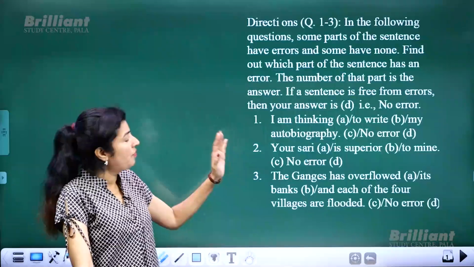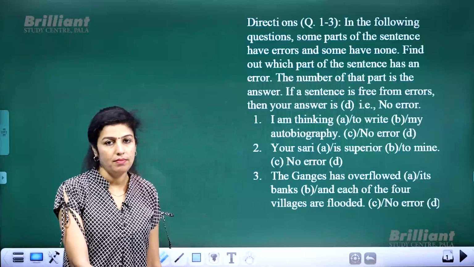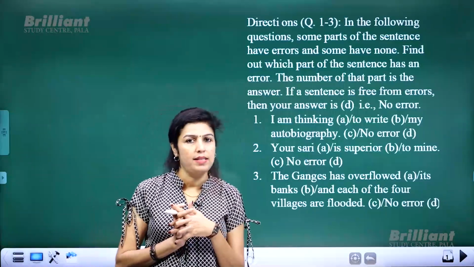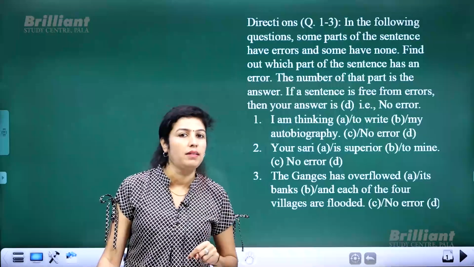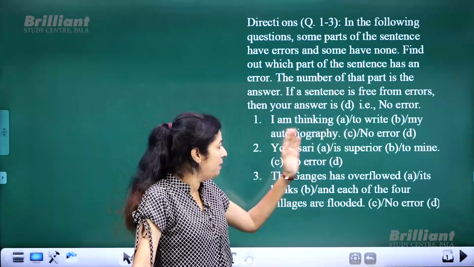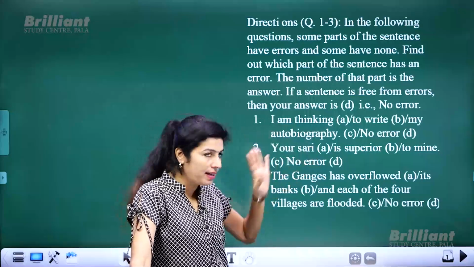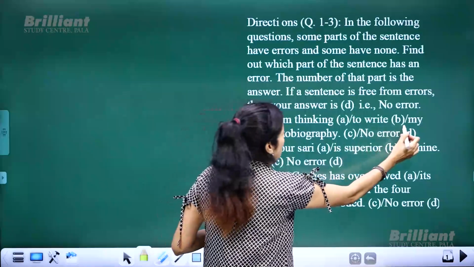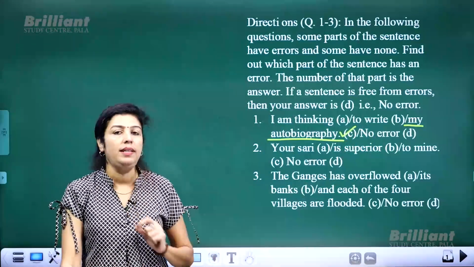Okay, so the first sentence is, I'm thinking to write my autobiography. Of course, when you read it, in fact, when I read it, I also thought that, okay, nothing wrong with the sentence, it's grammatically correct. But then when I read it again for the second time, that thing came to me. I'm thinking means here I'm planning to. So I'm thinking to write, that part is correct. My autobiography, so actually autobiography. Okay, so my autobiography, C part, that has got an error.